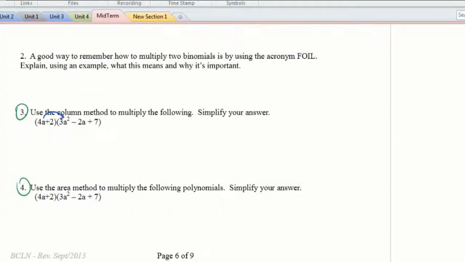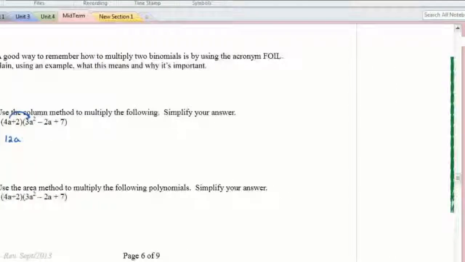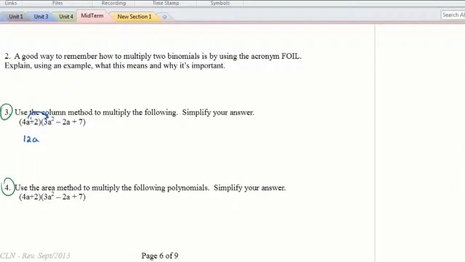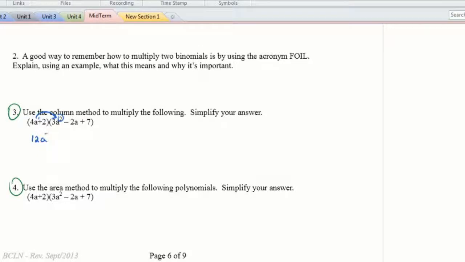So I'm going to go this guy, 4a times 3a squared. So when I multiply, I need to multiply the numbers in front of the variable, and then I add the exponents of my variables, because we know our exponent laws. If we're multiplying, we add exponents with the same base. So I'm going to go 4 times 3 is going to give me 12, and then a, I have an exponent of 1 here and an exponent of 2 here. So I'm going to add those together to get 3. So that's my first step.